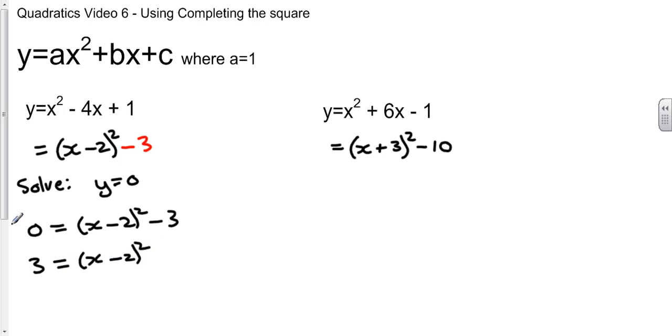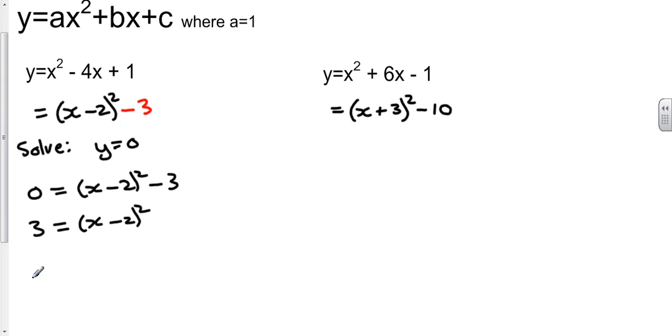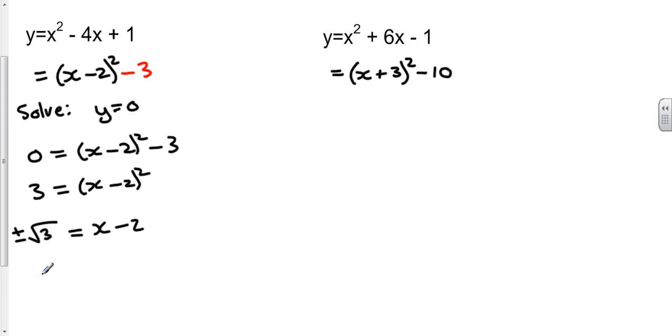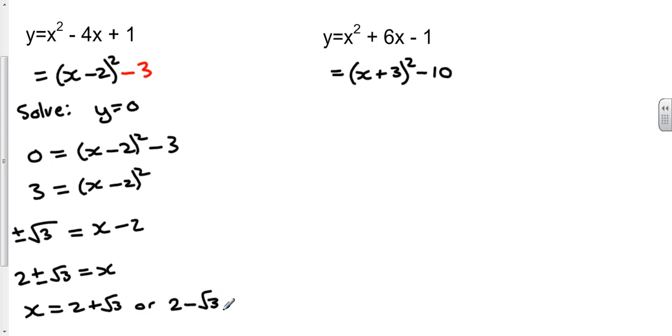that there. Then if we square root, it means I'll square root 3. Remember, it could be a positive or a negative version when you square root. And finally add on 2 to both sides. So I have 2 plus or minus the square root of 3 is x. So our two solutions are 2 plus the square root of 3 or 2 minus the square root of 3. And that would work in the same way with this one.